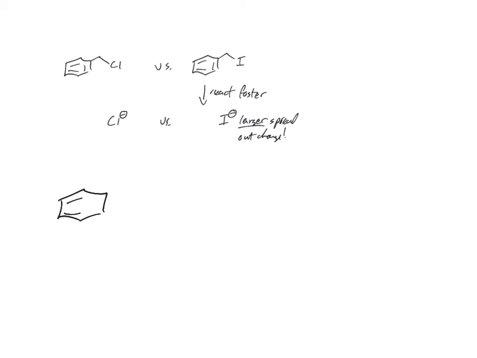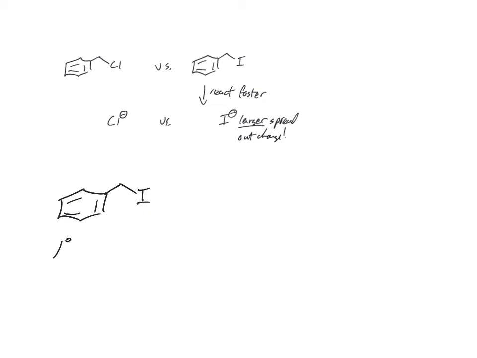So that was focusing on the leaving group. What factor should we go with now? Let's go with the type of alkyl halide. So what kind of alkyl halide do we have here? Or type of electrophile, right? So this is all about the leaving group. Now we're going to go to the electrophile. What kind of electrophile do we have here?